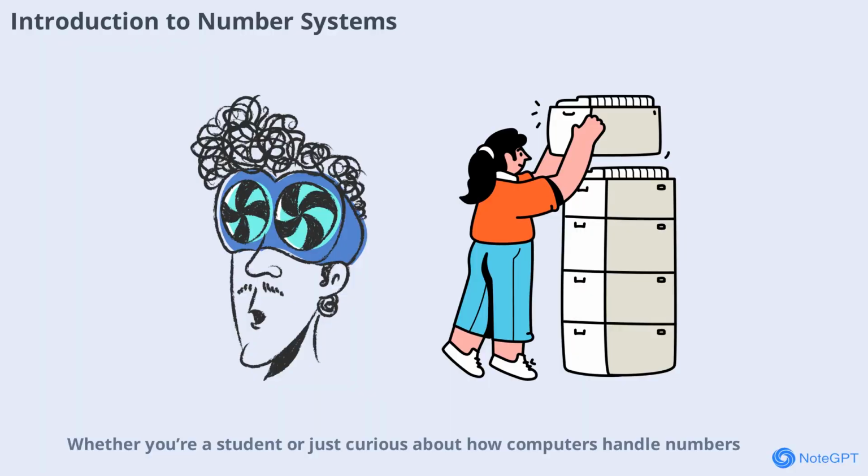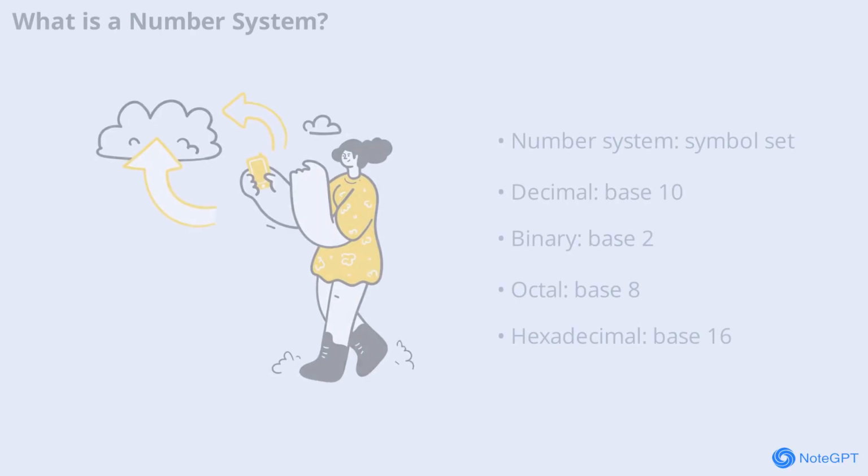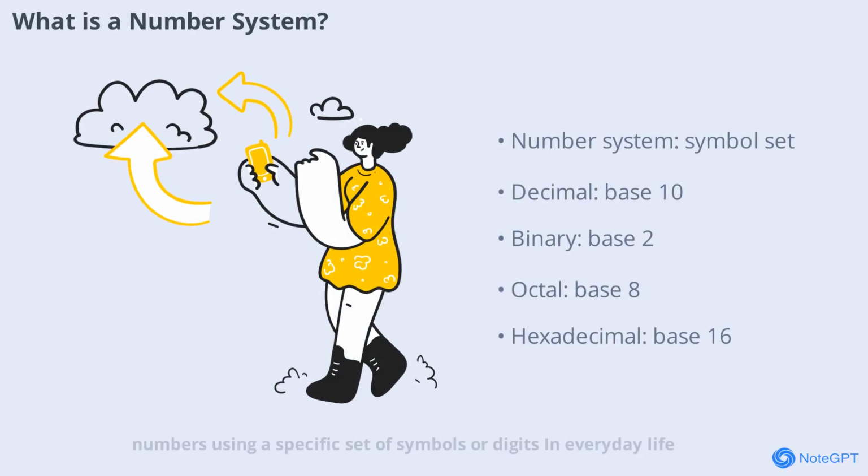Whether you're a student or just curious about how computers handle numbers, this video will break down complex concepts into easy-to-understand segments. Let's start by understanding what a number system is and why it's so important in digital electronics and computer science. A number system is a way to represent numbers using a specific set of symbols or digits.